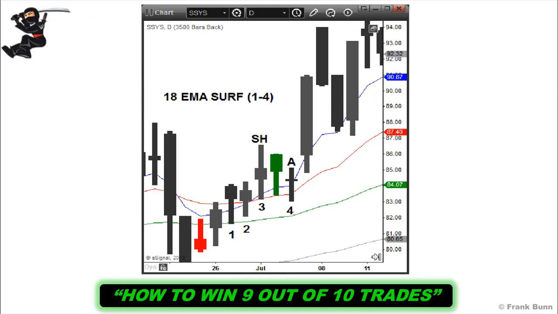Let's look at some examples of this. Here we have that SSYS surf pattern again. Notice interval A hits the 18 moving average in the pattern. Given that this is the 6 and 18 exponential moving average system, this is a very, very low risk entry.